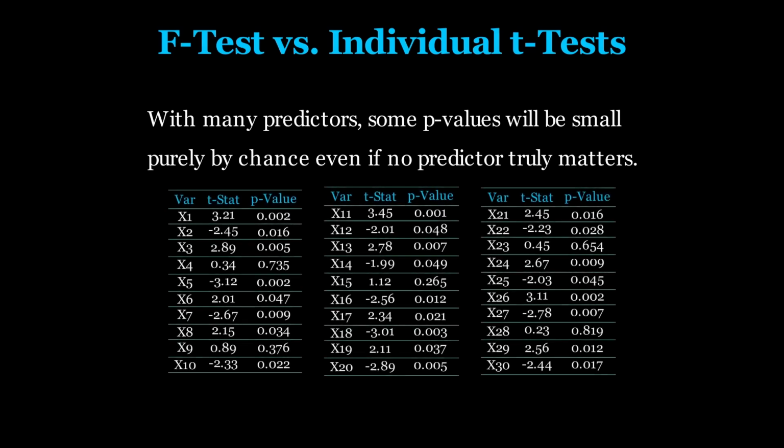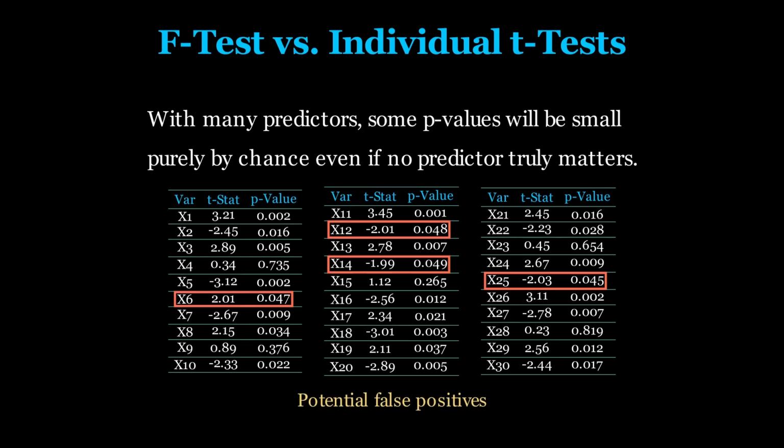Here's an example with 30 predictors. 25 of them have p-values below 0.05, appearing statistically significant. But with 30 simultaneous tests, it is possible there are false positives by chance alone. Look at these borderline cases. X6, X12, X14, and X25 all have p-values just barely under the threshold. Any of these could be false positives, appearing significant purely by chance.